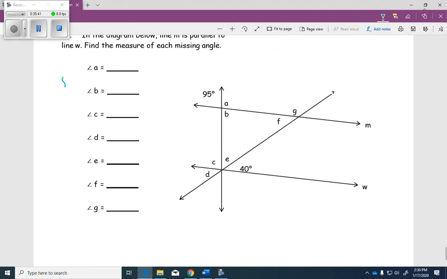I'm not going to fill this stuff in just yet. I'm going to go to my picture. I look at my 95, and vertical from it is also 95 degrees. I look at my 40 and do its vertical angle, so that's 40. Now I'm going to do up here, this is a linear pair. So a linear pair makes 180, so 180 minus 95 turns out to be 85. Oh, right here, the 95 that's marked and C are corresponding, so this must be 95.